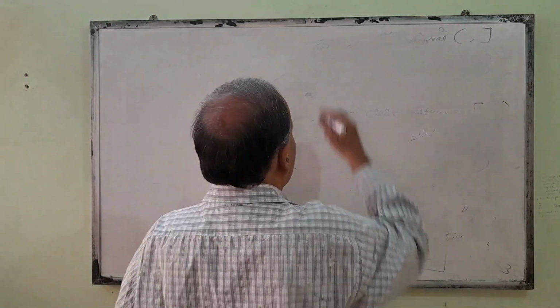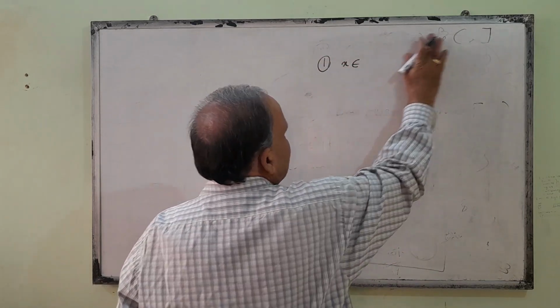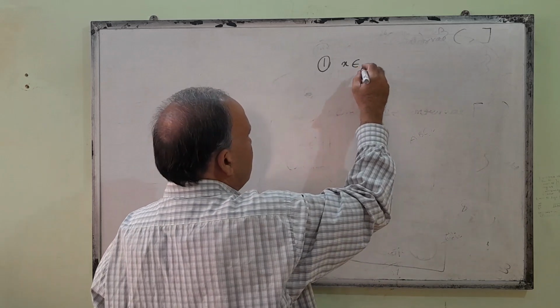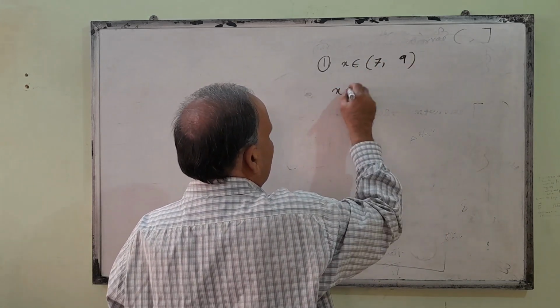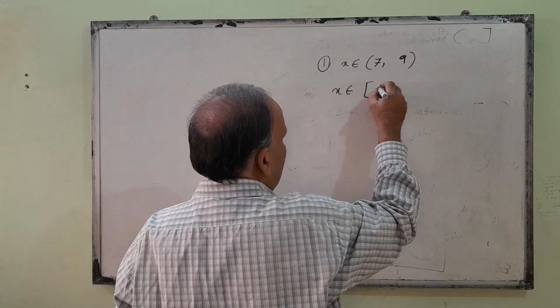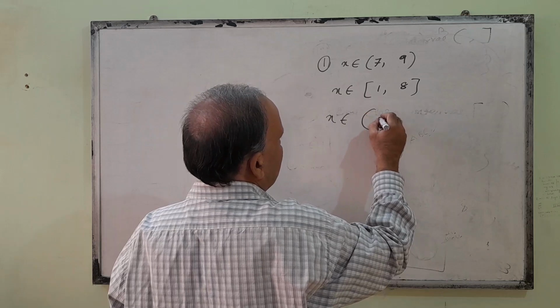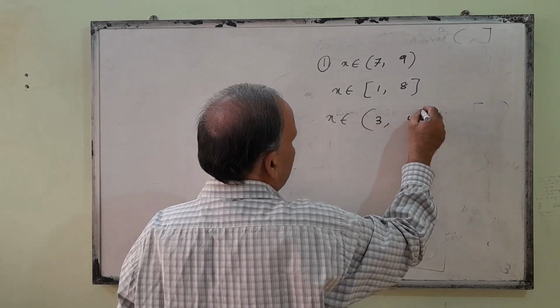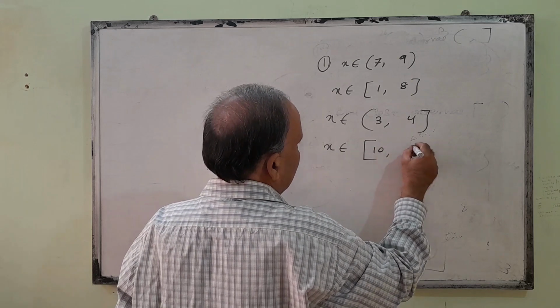Suppose you see some problems. Suppose x belongs to interval form; you write in interval form. x belongs to the open interval (7, 9). x belongs to the closed interval [1, 8]. x belongs to the semi-open interval (3, 4], and x belongs to the semi-closed interval [10, 20).